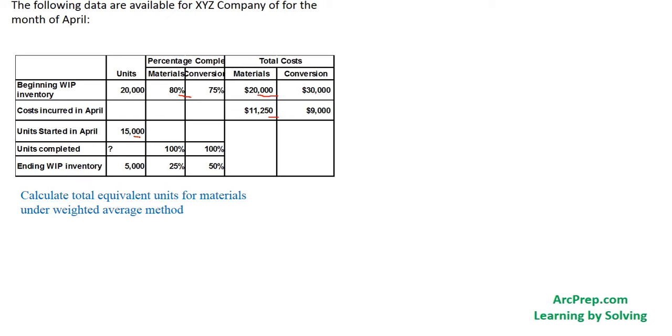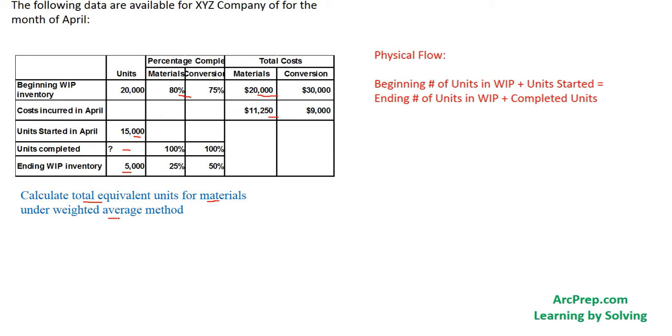The units started in April. We need to find out how many units we are completing, given that the ending work in process inventory has 5,000 units. And we will again go step by step. We are going to calculate total equivalent units for materials under the weighted average method. Now, in order to calculate the first piece, we need to calculate units completed.